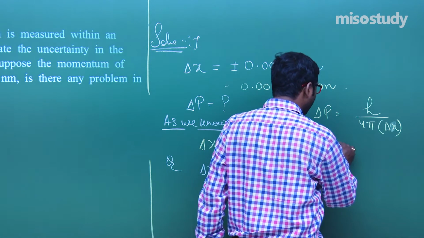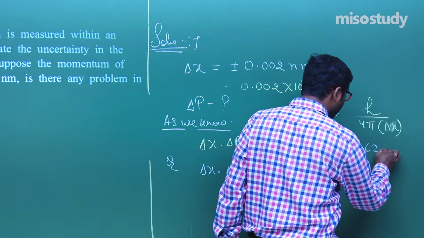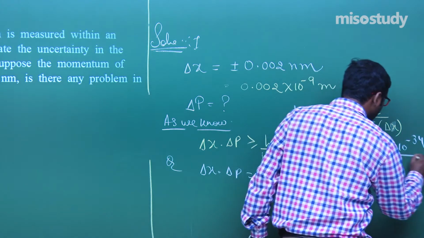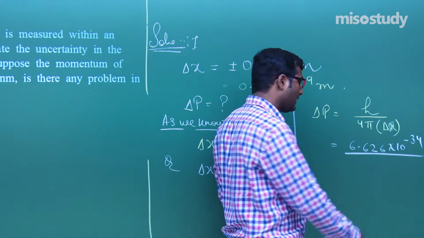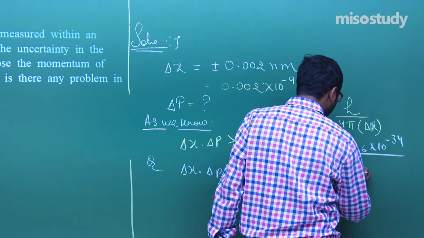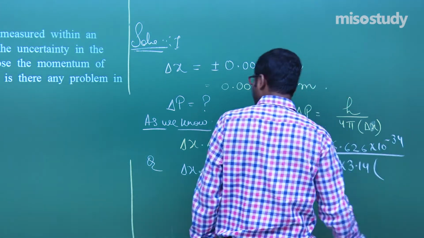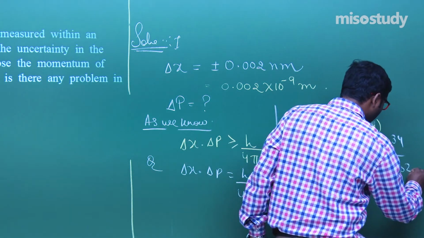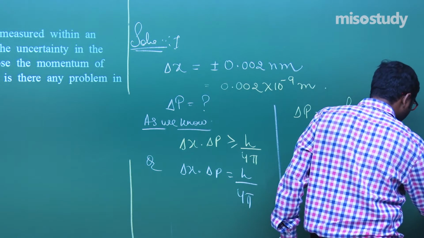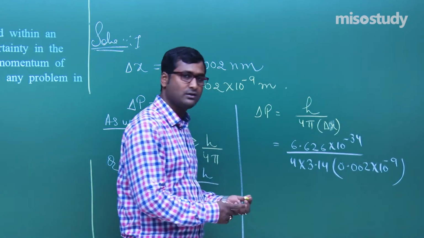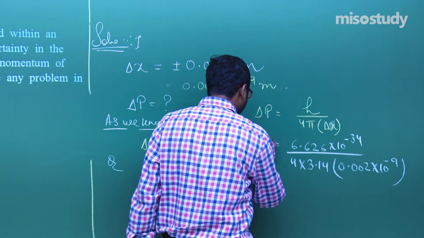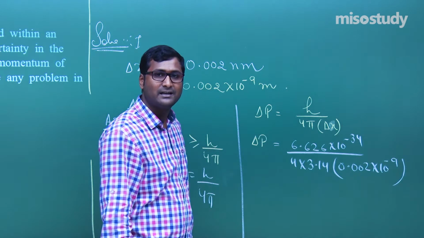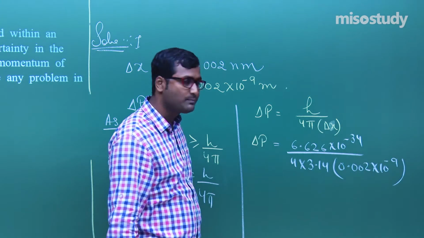Now, what is the value of h? That is 6.626 into 10 to the power minus 34 joule second, upon 4 into 3.14, and what is delta x? Delta x is equal to 0.002 into 10 to the power minus 9 meter. After solving, what do we get? We get the value of delta P, the uncertainty in momentum. That is the first part of the question.